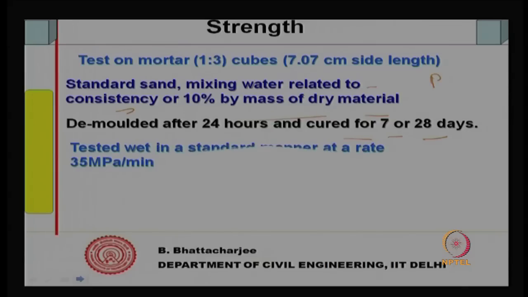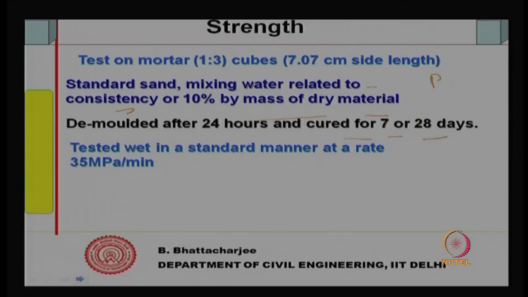Quantity of water is fixed by the code related to consistency, or as I said, in some cases 10% by mass of dry material, and then demolded after 24 hours and cured at a fixed, specified temperature for 7 days or 28 days, and then tested wet in a standard manner at 35 MPa rate of loading per minute.